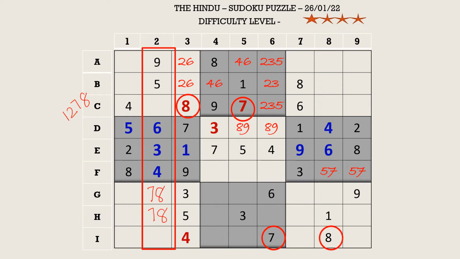Now the missing numbers are 1 and 2. There is a 2, 6 pair in the first block which C2 cannot take 2. So I2 takes 2 and C2 takes 1.